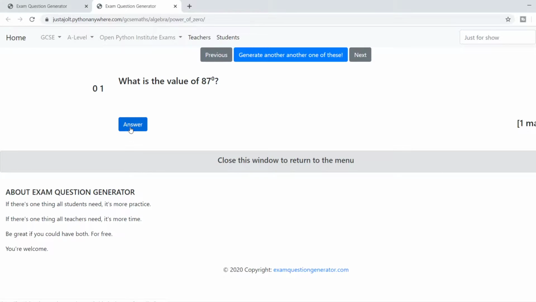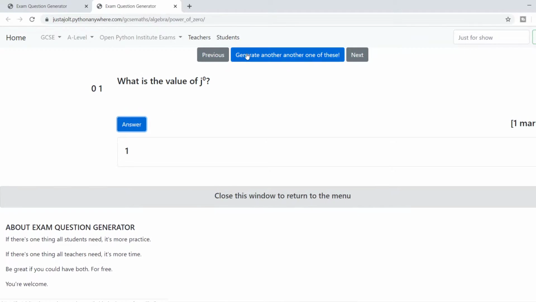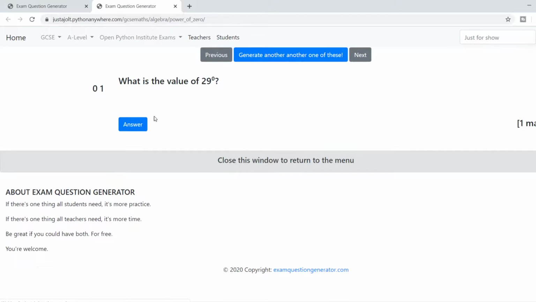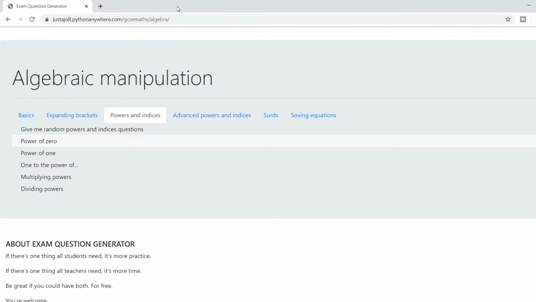You can see here that we should get the answer of 1. Let's generate another one of these. Now 90 to the power of 0, the answer is 1. You can see it's always going to be 1. The answer to this question is always 1. So anyway, let's go back to that page.